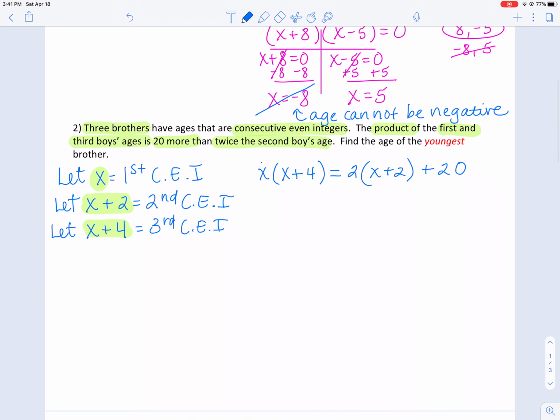So now I am going to do a lot of work here. I'm going to distribute on both sides. So again, x times x is x squared. x times 4 is 4x. And that equals 2 times x is 2x. 2 times 2 is 4, plus 20. So now on this side, I can combine like terms. I have x squared plus 4x equals 2x plus 24.